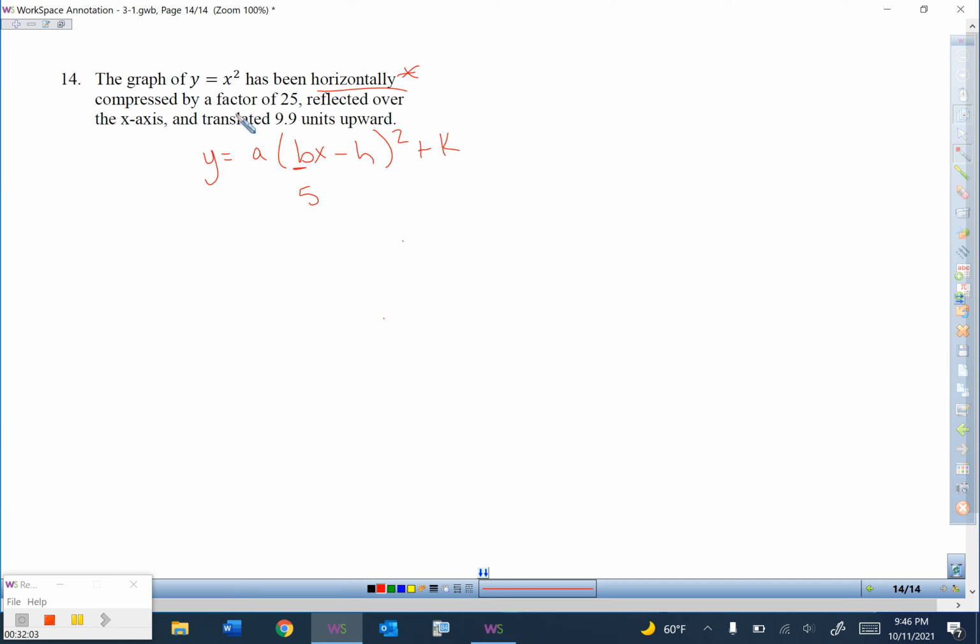Then it says reflect over the x-axis. That's a negative on the outside. Go ahead and open that parenthesis there. And translated 9.9 units upward. That's our k value, so plus 9.9. Bringing down the rest, I've got y equals negative outside. This x gets squared, and I can leave it like that. If you want to call that y equals negative 25x squared plus 9.9, that would also work for me.